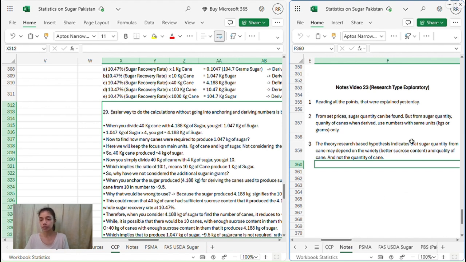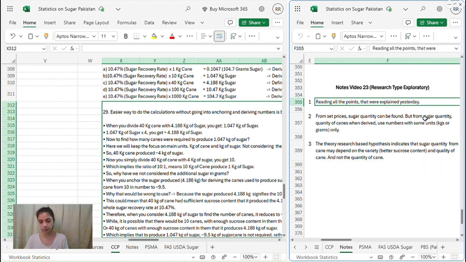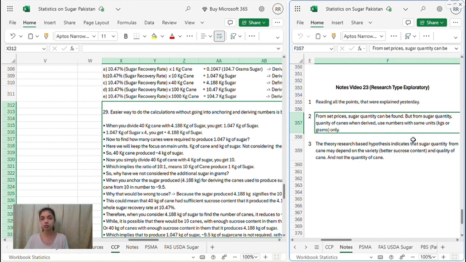So let's just read the points here. It says, reading all the points that were explained yesterday, we have done that. From set prices, sugar quantity can be found, but from sugar quantity, when canes are derived, use numbers with the same units, kgs or grams only. So that we have discussed briefly. We are going to discuss it in the next video.